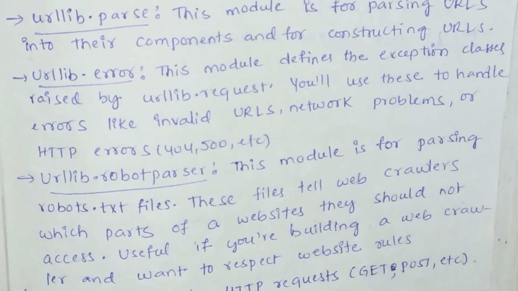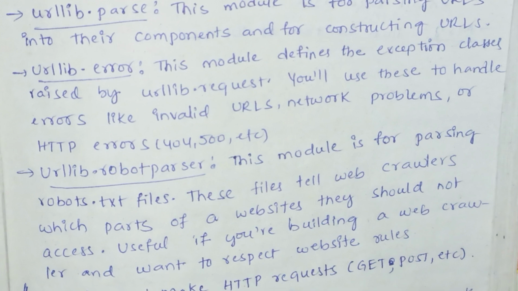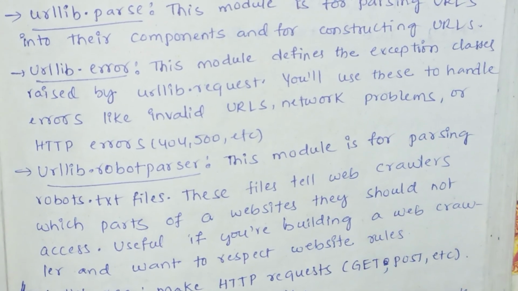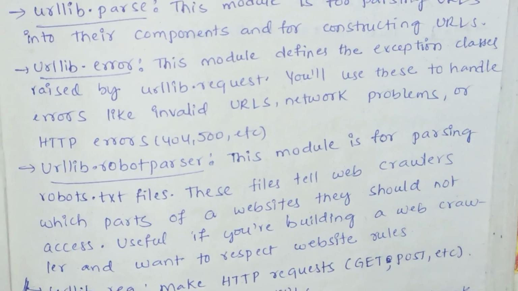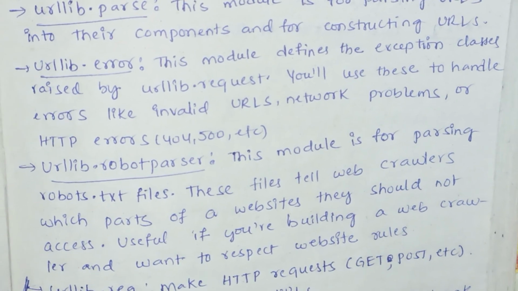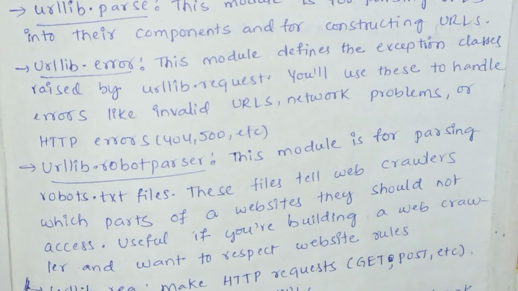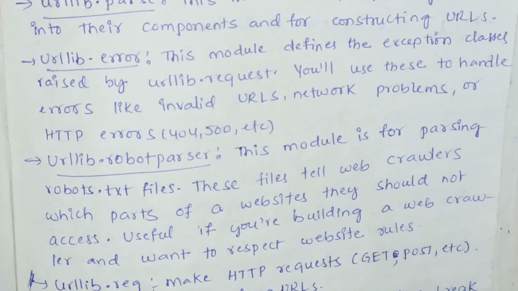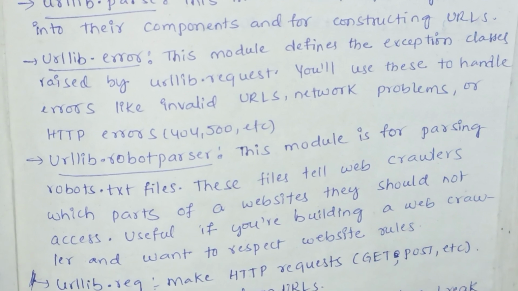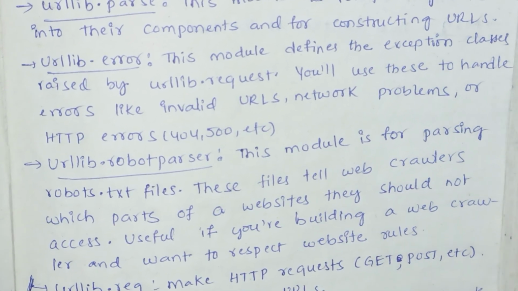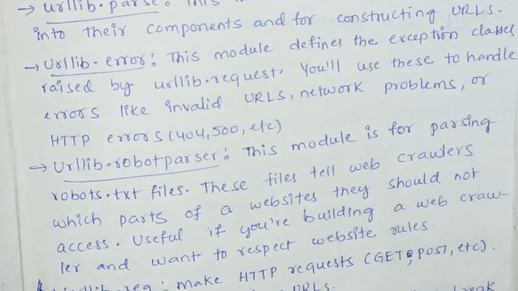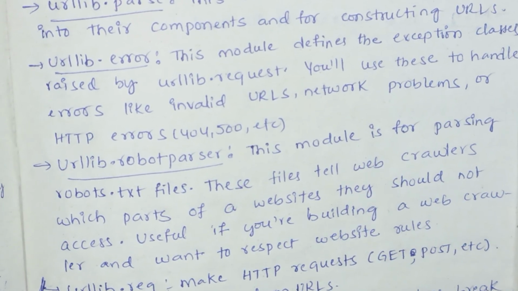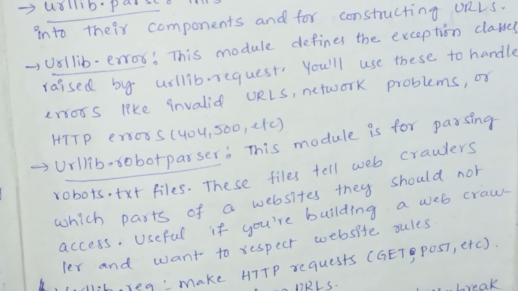Next, urllib.error. What is urllib.error? It contains the exception classes that are raised by urllib.request. Whenever we send a request, if any error occurs while passing the request to the server, then the exception class or urllib error will be raised.